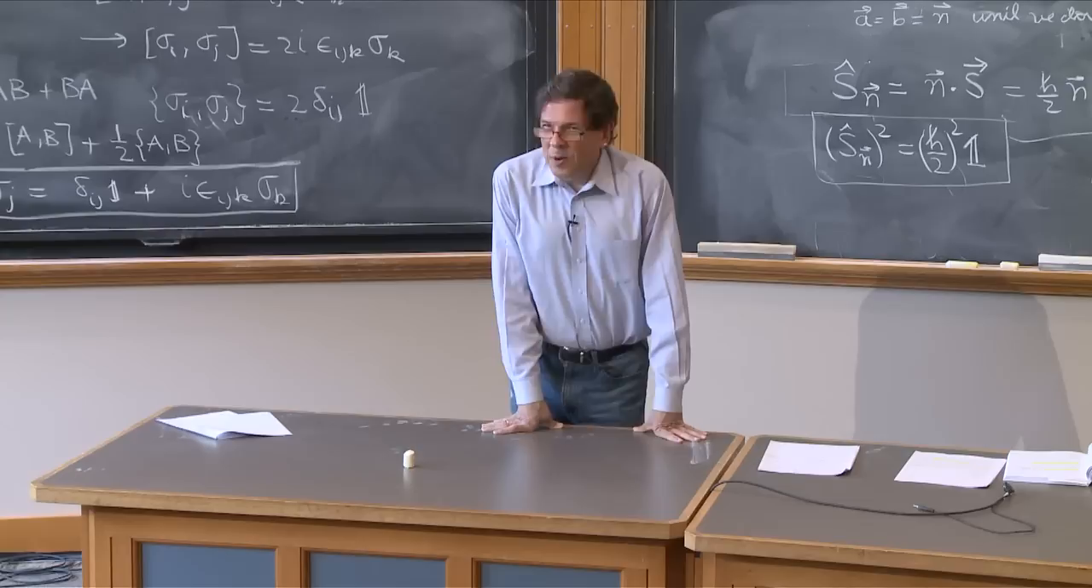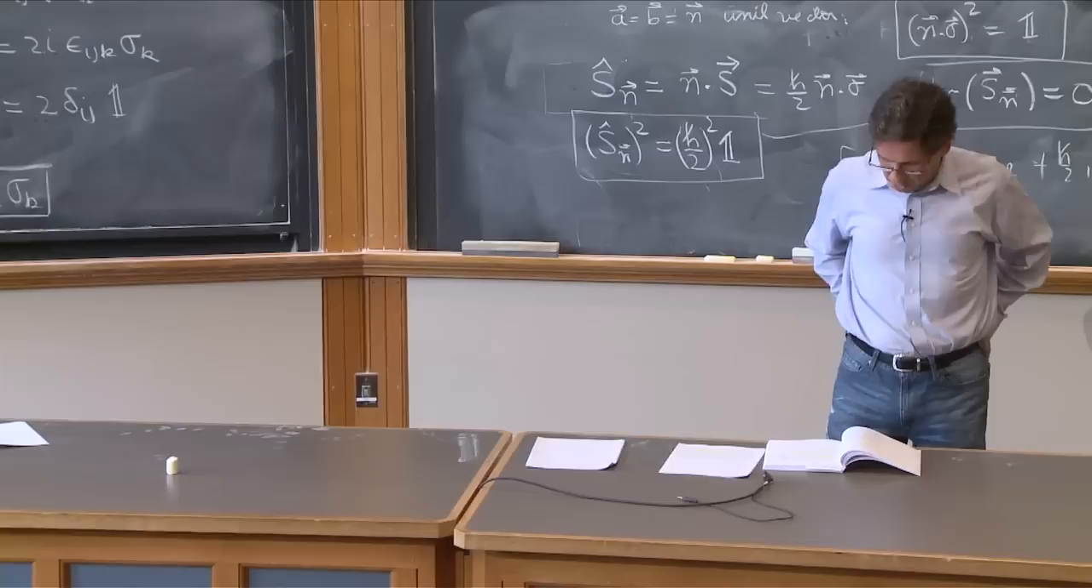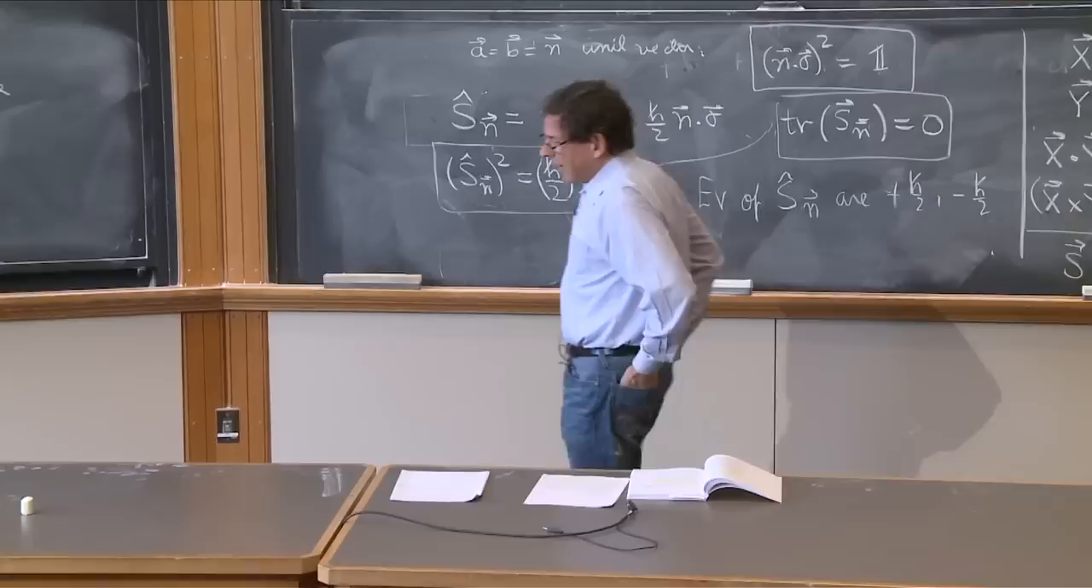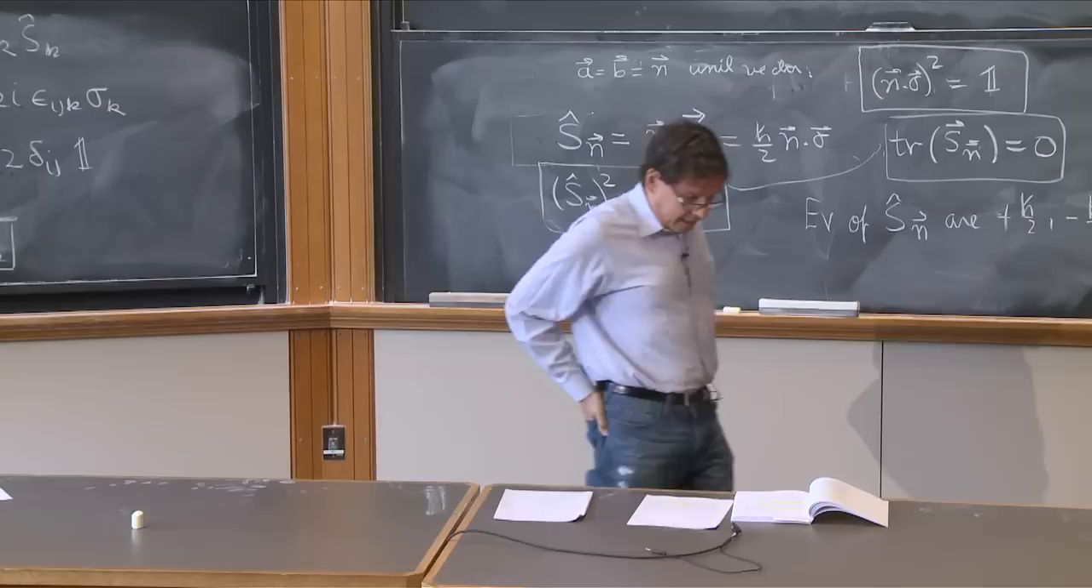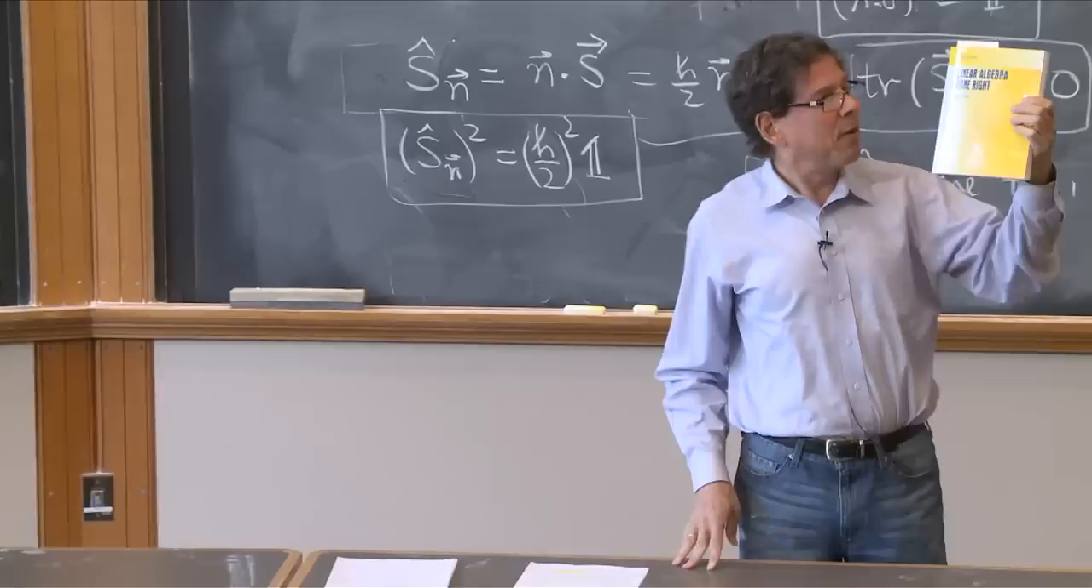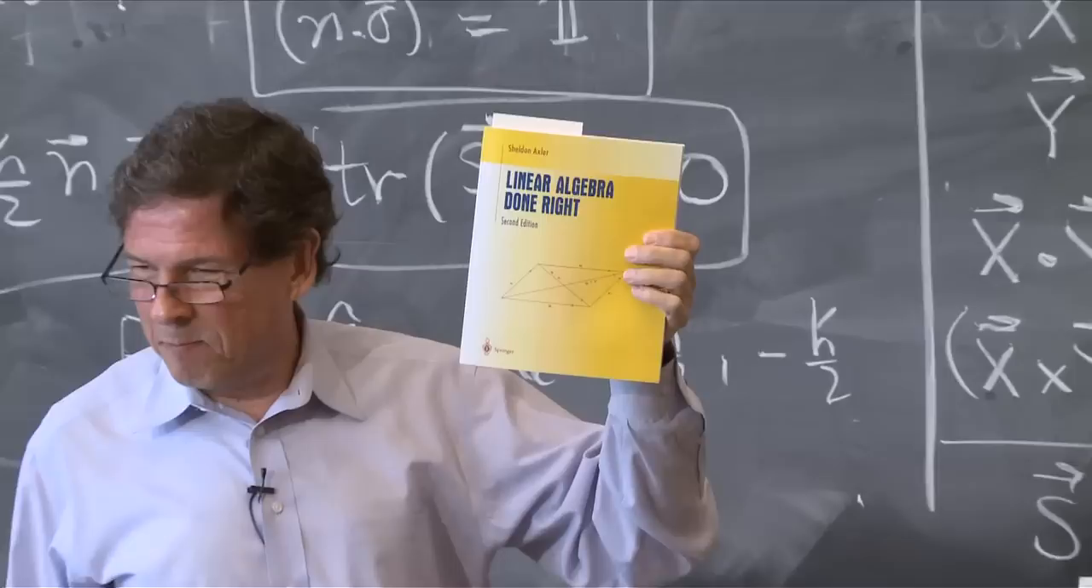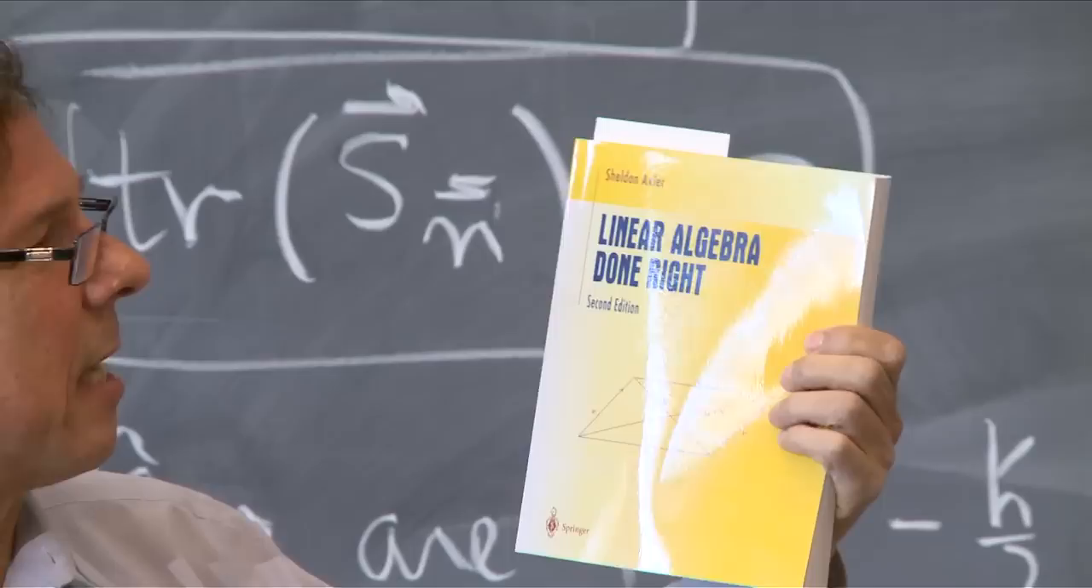OK, so now finally we get to that part of the course that has to do with linear algebra. And I'm going to do an experiment. I'm going to do it differently than I did it in previous years. There is this nice book. I don't know if you can read it from that far, but it has a pretty, you might almost say arrogant, title. It says Linear Algebra Done Right by Sheldon Axler.